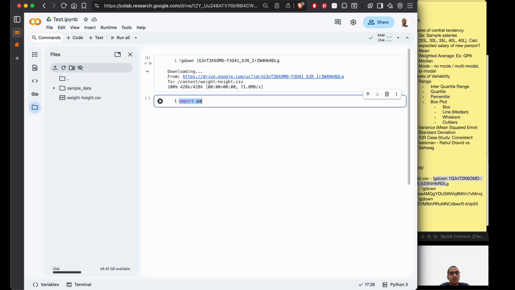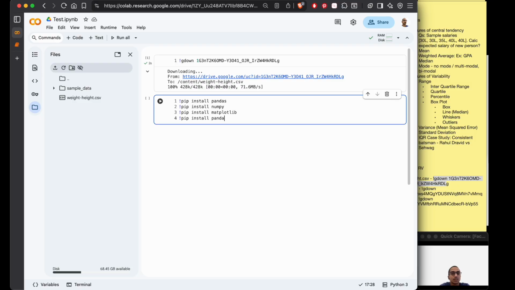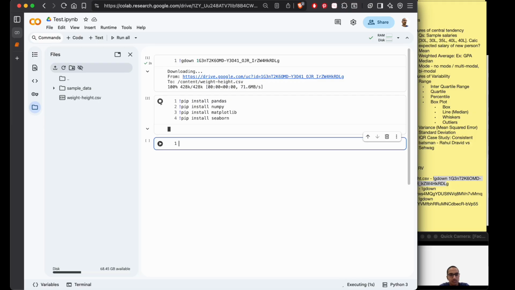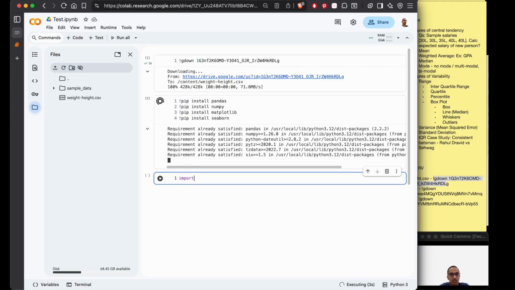Import, pip install pandas, numpy, matplotlib, seaborn. So we'll be doing some plotting as well. So let's just see if everything's there. I think everything is there.